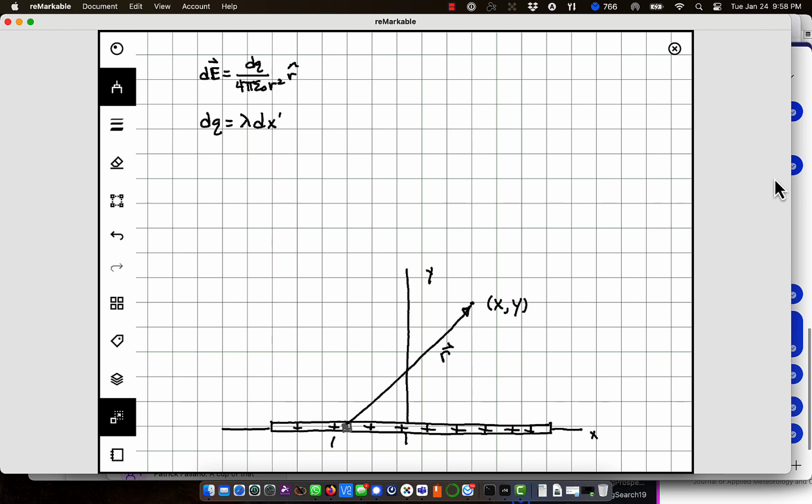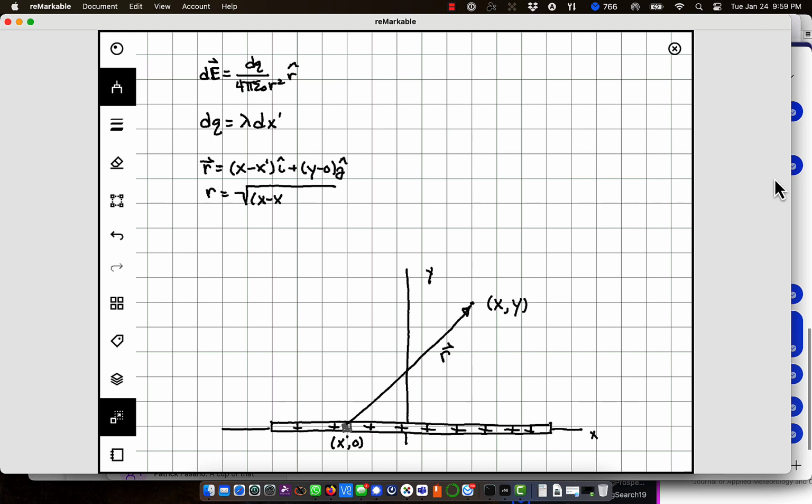We can write dq, that's our little gray bit of charge, as lambda dx prime. And let's label the position of that charge as x prime, 0. So we called the horizontal x prime to make sure we don't confuse it with the observation point. So we can write r is endpoint minus starting point: x minus x prime in the i direction, and y minus 0 in the j direction.